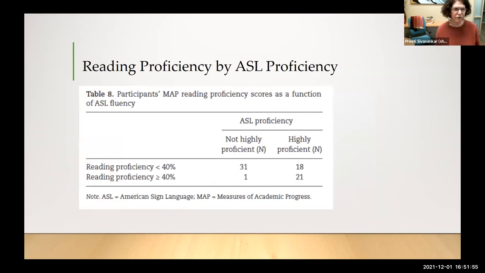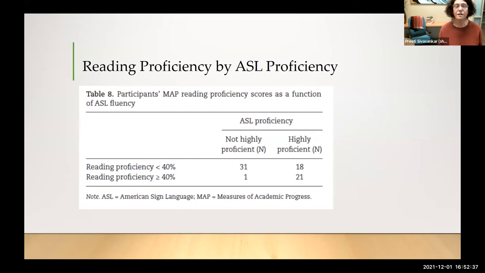So I want to give you just a couple of numbers on the next two slides. These are the numbers of children in the two groups, not highly proficient and highly proficient, and the different rows are their reading proficiency. If they're below 40% score on the NWEA, they are considered not proficient. And if they're equal to or above 40%, they're in the reading proficient group. You can see that there is one child in the not highly proficient group who ended up in the reading proficiency group. And that's fine.